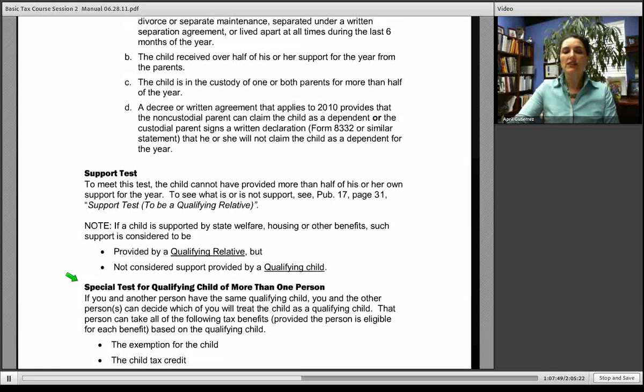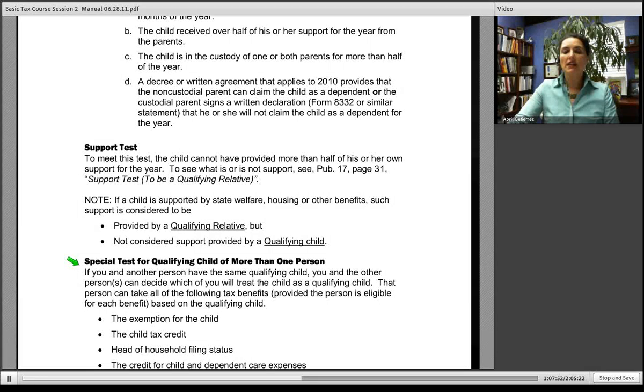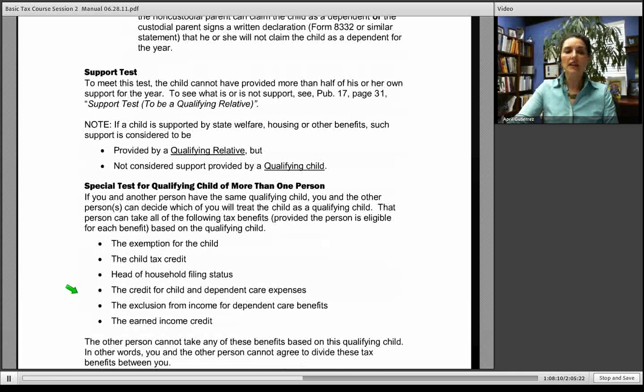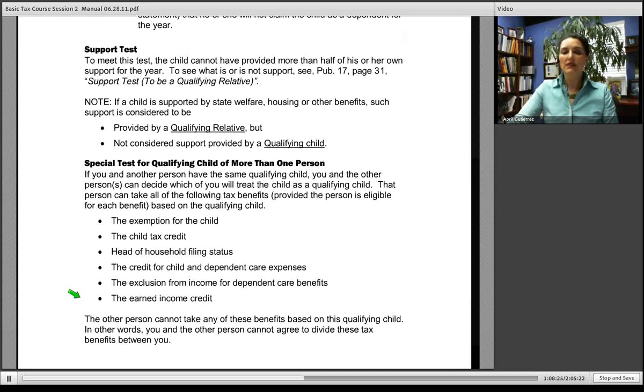Special test for qualifying child of more than one person. If you and another person have the same qualifying child, you and that other person can decide which of you will treat the child as a qualifying child. That person can take all of the following tax benefits, provided that person is eligible for each benefit based on the qualifying child. And these include the exemption, the child tax credit, the head of household filing status, the credit for child and dependent care expenses, the exclusion from income for dependent care benefits, and the earned income credit. The other person cannot take any of these benefits based on this same qualifying child. In other words, you and the other person cannot agree to divide these benefits between you.